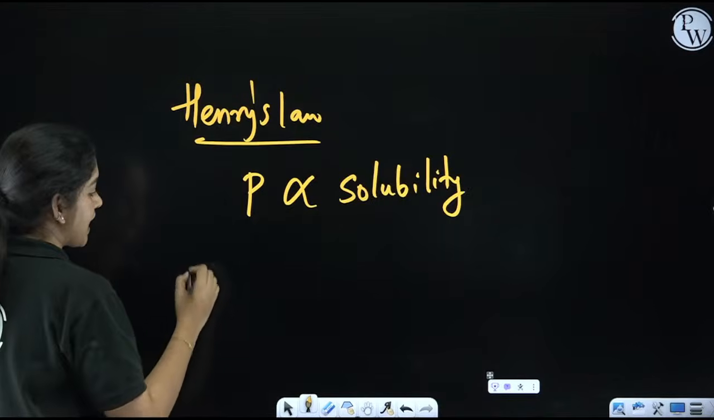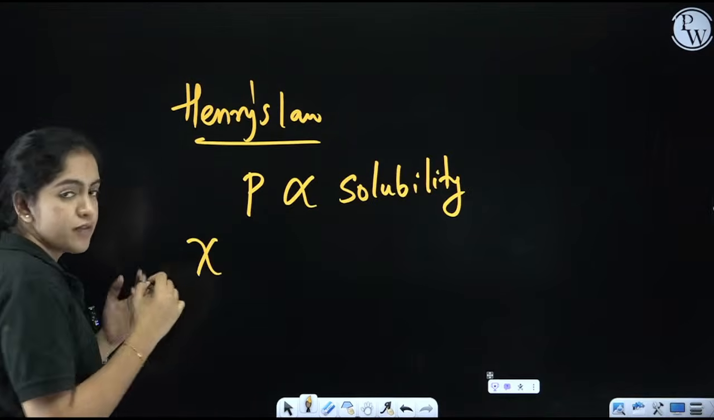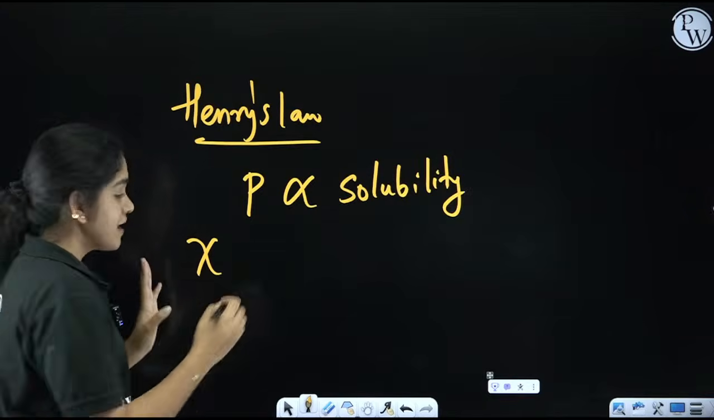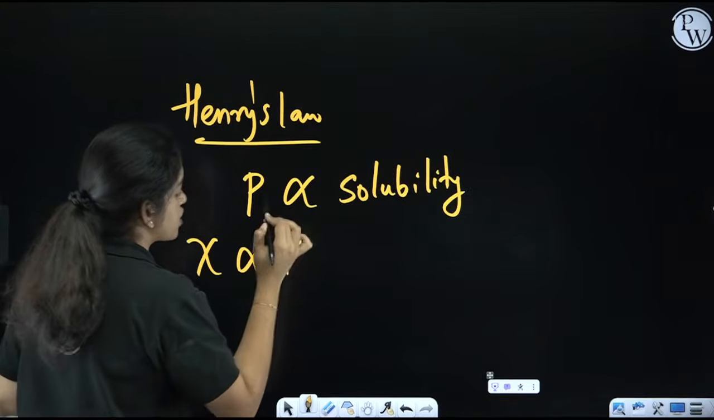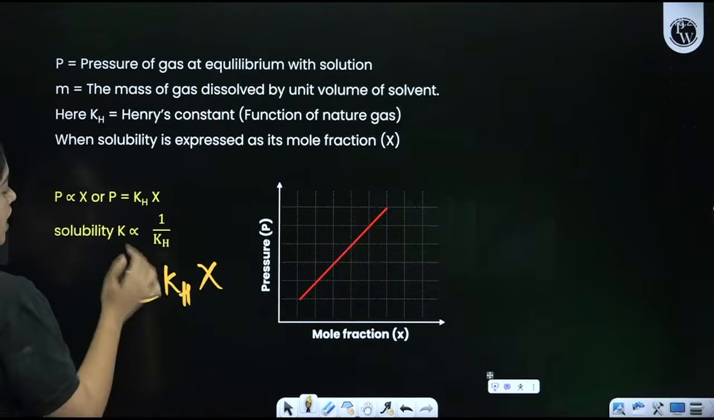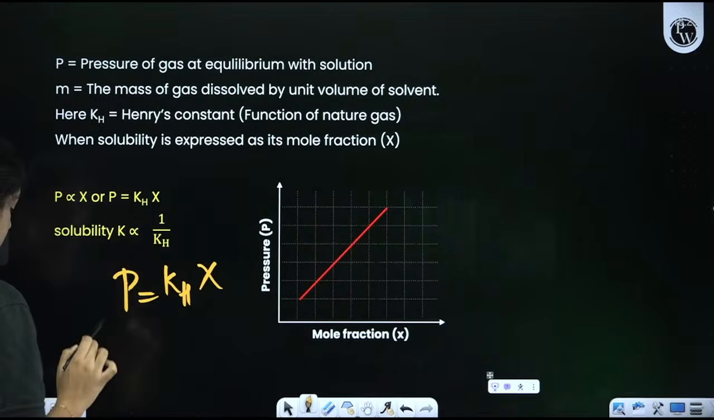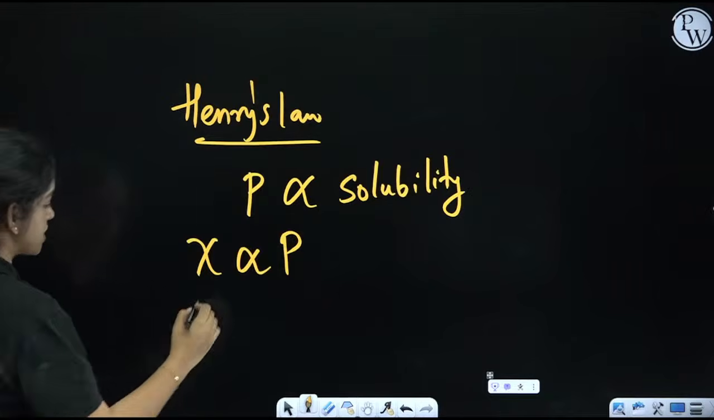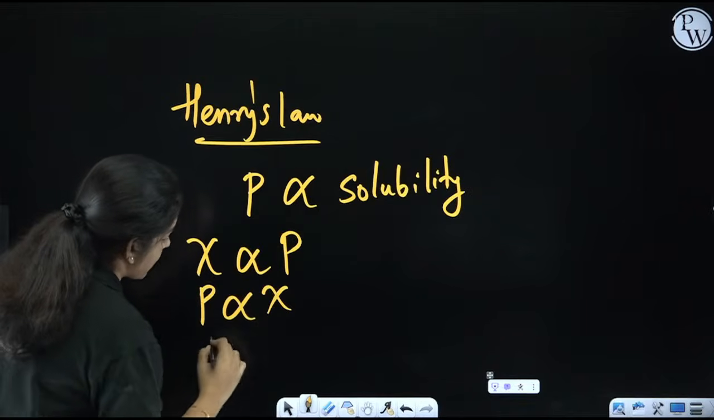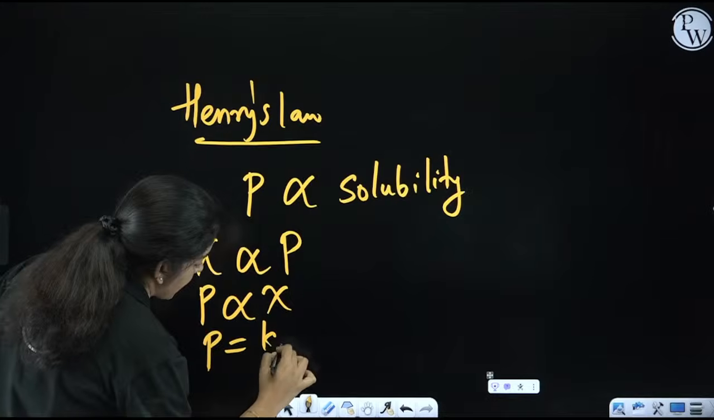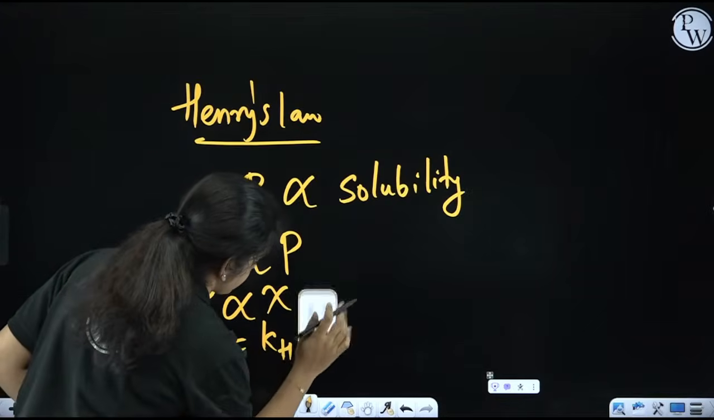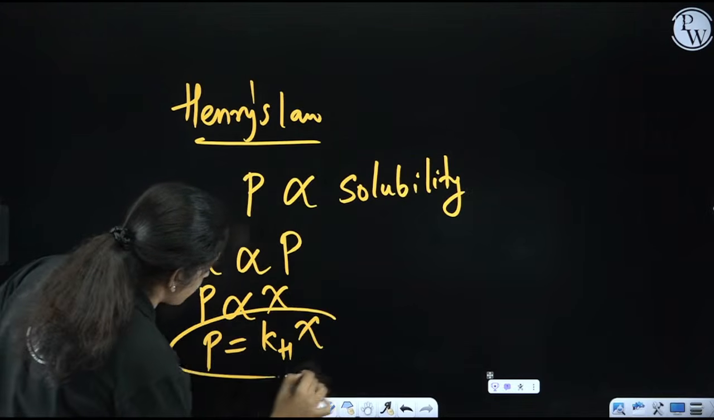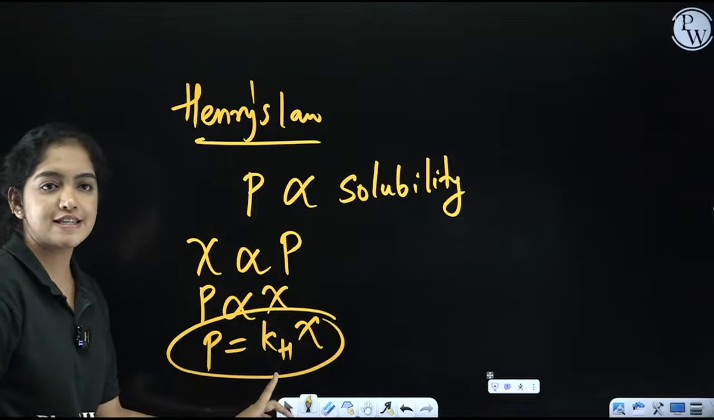So we modified it using mole fraction. What is the symbol for mole fraction? Chi. Chi is directly proportional to P. And we want to remove the proportionality constant, so we use Kh into chi. Got it? This is the main equation that we are using. P is equal to Kh into chi.